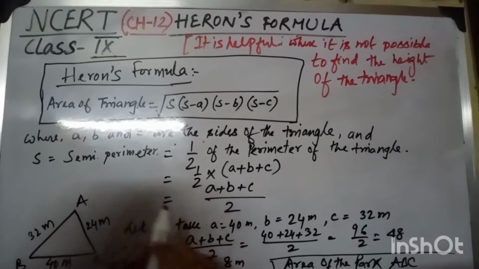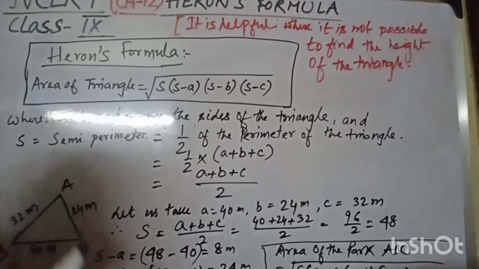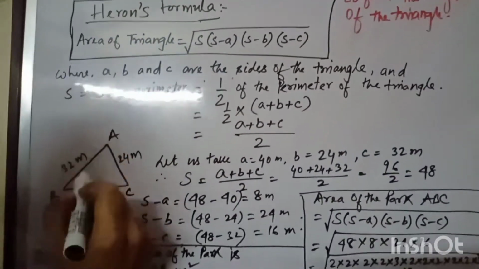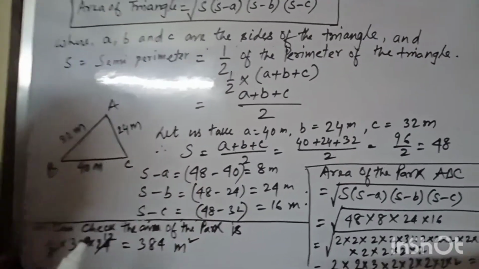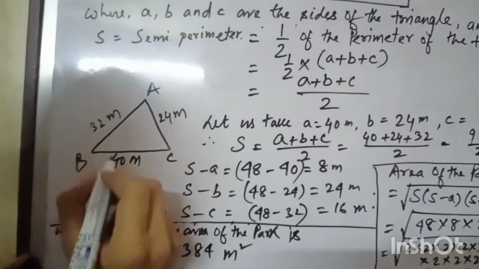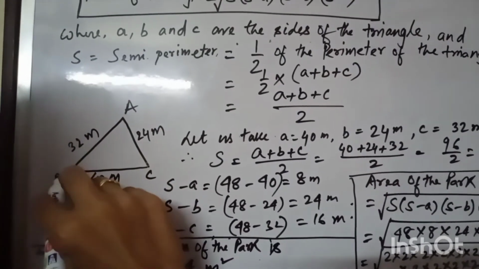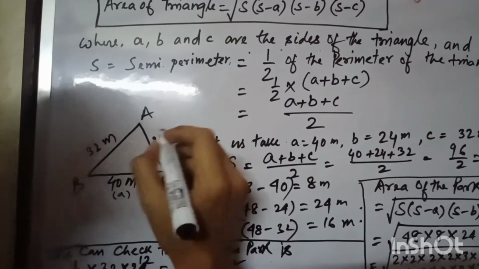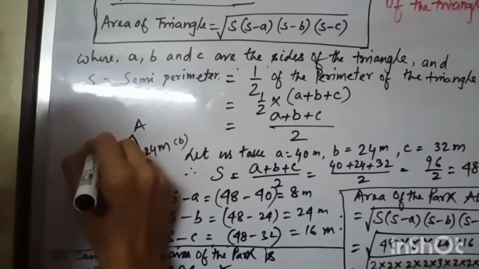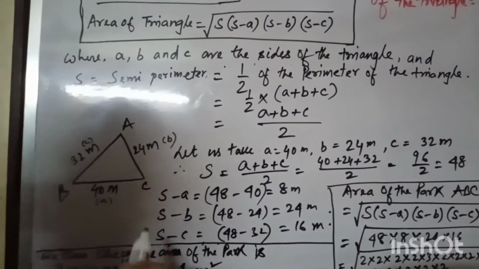Semi-perimeter is equal to half of the perimeter of the triangle. This is called the semi-perimeter, half of the perimeter of the triangle. So I have drawn a triangle ABC, where the side opposite the vertex A is small a. Opposite of angle B is small b, and opposite of angle C is the side small c.